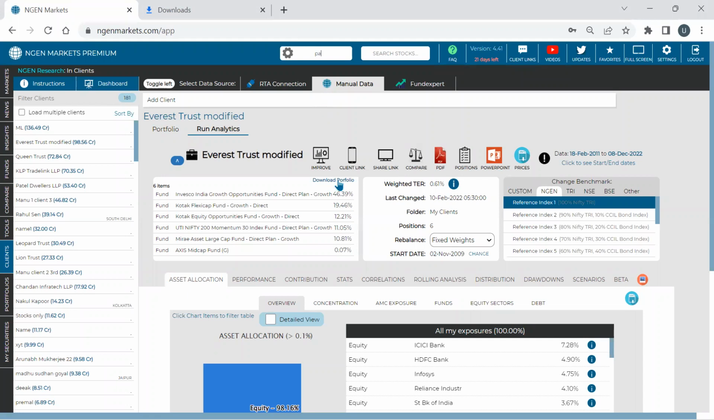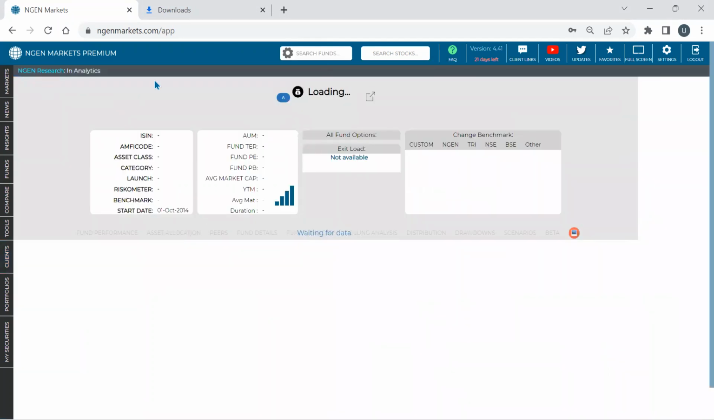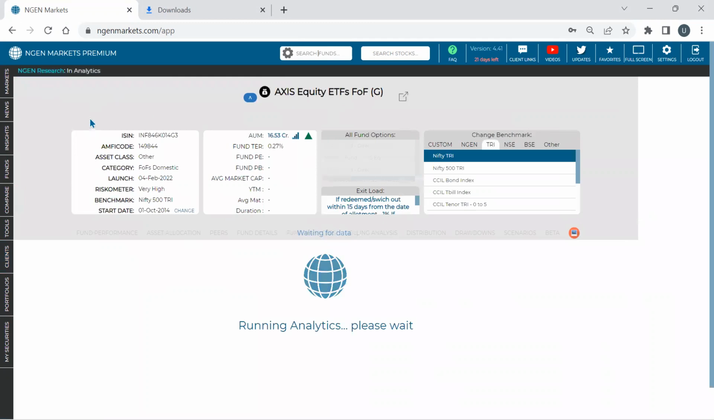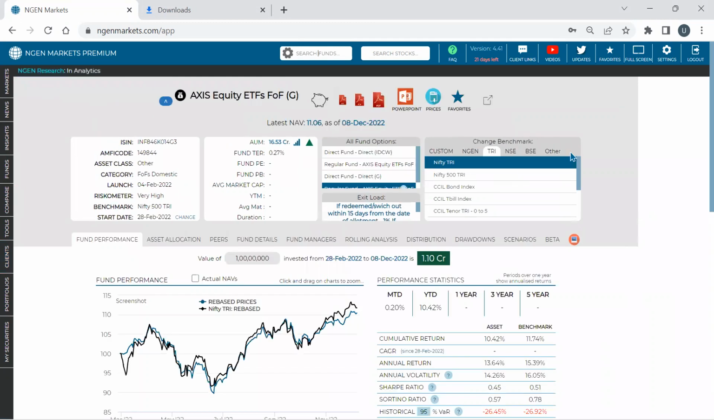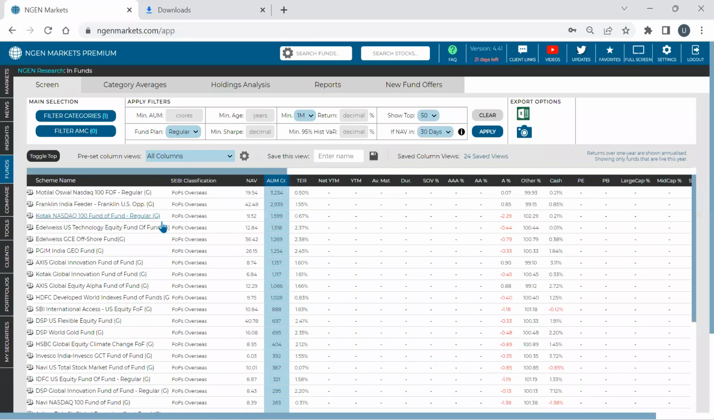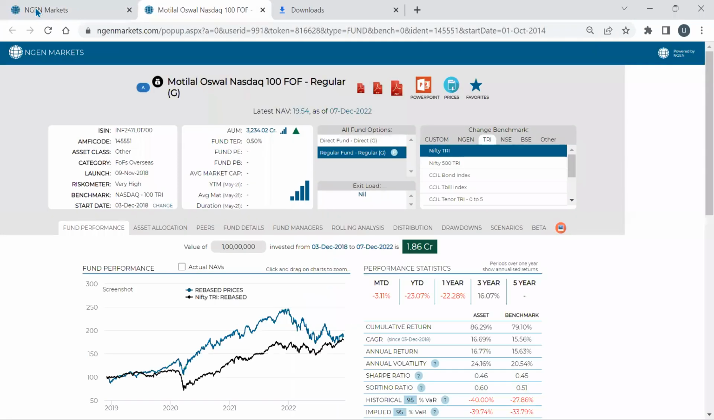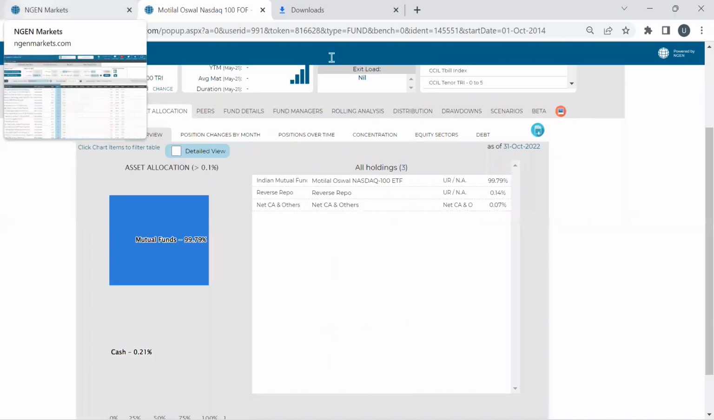You will actually see within asset allocation a bucket for foreign mutual funds. Let's load a fund from there and just see if it has any items in there. Okay, so it's just ETFs, but you will definitely be able to see international fund allocations if you load any particular fund.